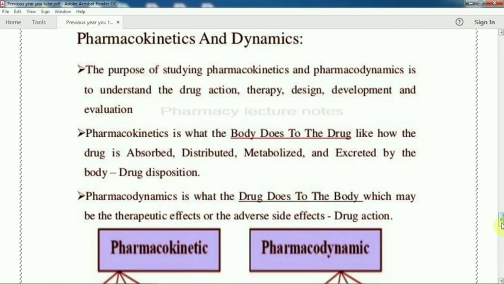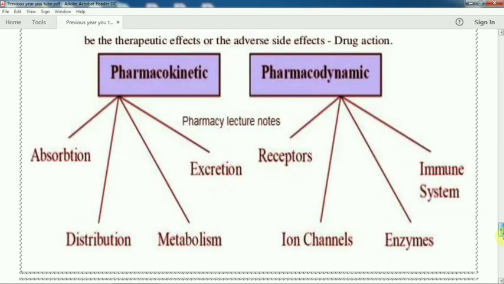So what is pharmacokinetics? What the body does to the drug, like how the drug is absorbed inside the body, distributed, metabolized or excreted by the body, or drug disposition. What is pharmacodynamics? What the drug does to the body. That means the therapeutic effect and adverse effect, or drug action. See the table 4.4.